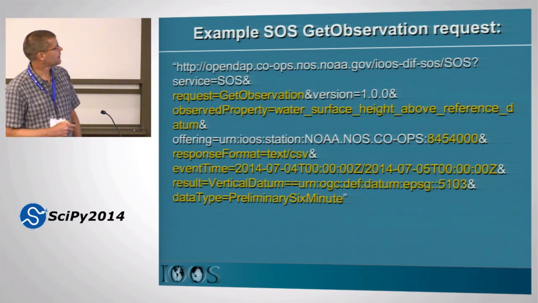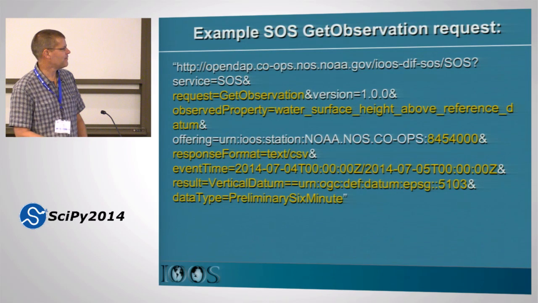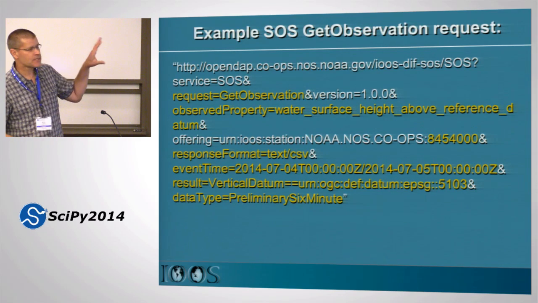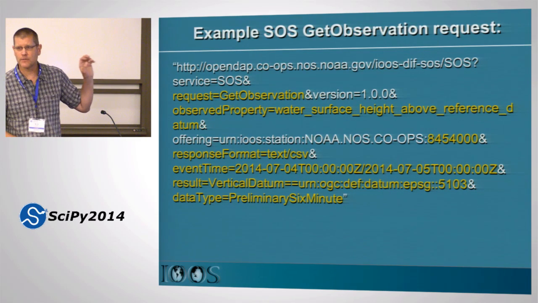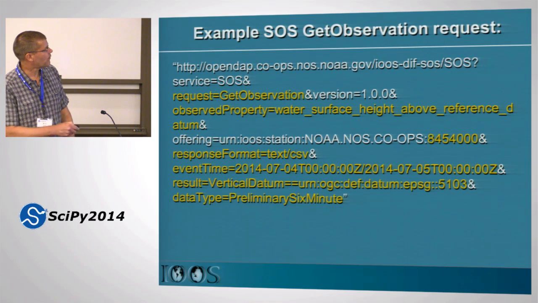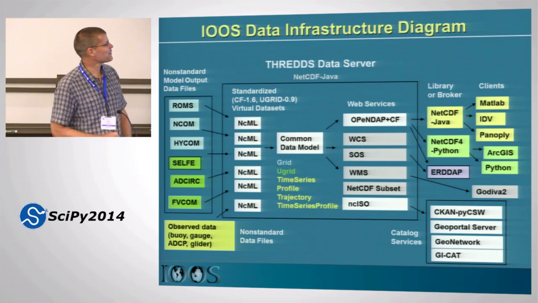And this is what one of these things looks like, a long URL, but you say something like, okay, here's the endpoint, GetObservation, what do you want? You want water surface height above reference datum. This is the particular station, the response format, text CSV, the event time range here, and the vertical datum here, we're specifying in an EPSG format, which is actually the NAVD88 vertical datum, and then we want data type, preliminary 6 minute. This is all stuff that you learn from the GetCapabilities, and so you can find out what all these things are that you can then query for.